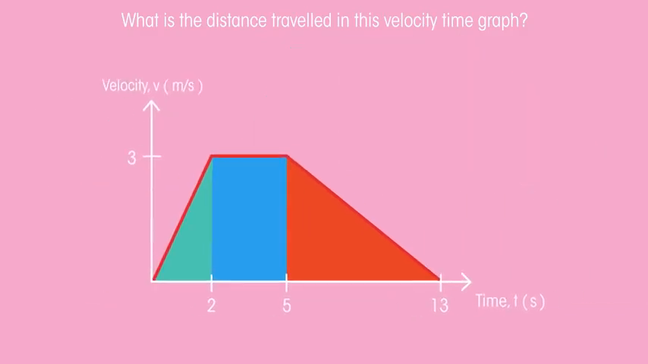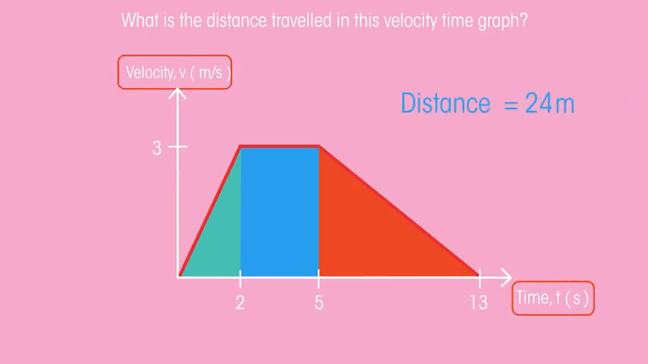For this one, it was seconds and meters per second, so the distance in meters is correct. But for this one, it's hours and kilometers per hour, so the distance would be measured in kilometers.